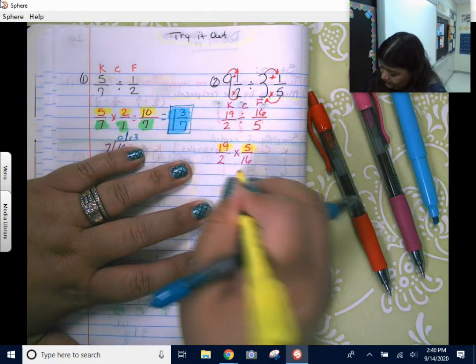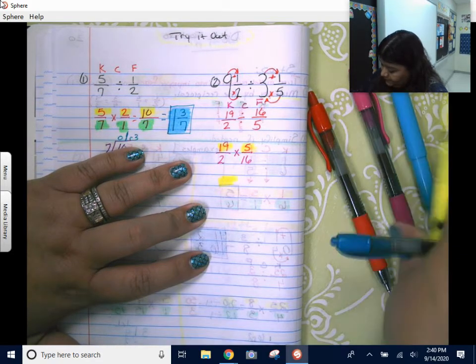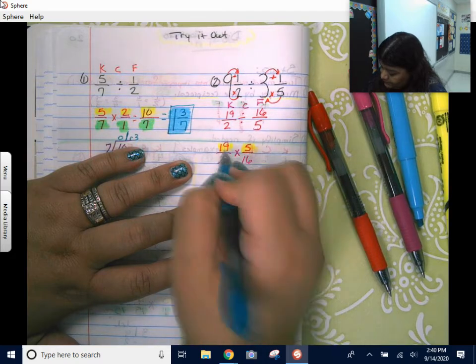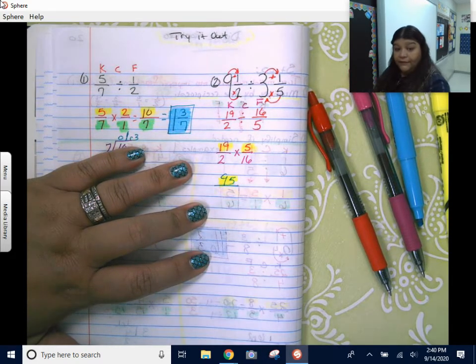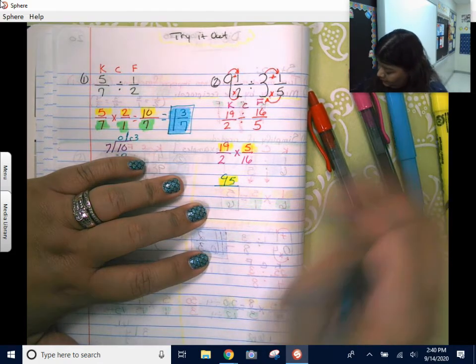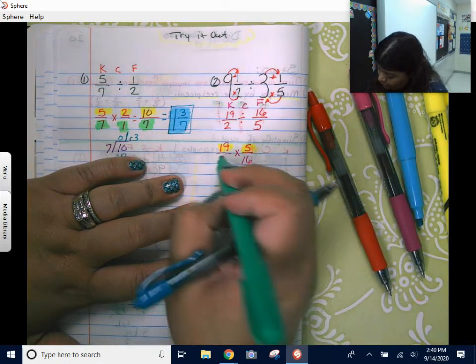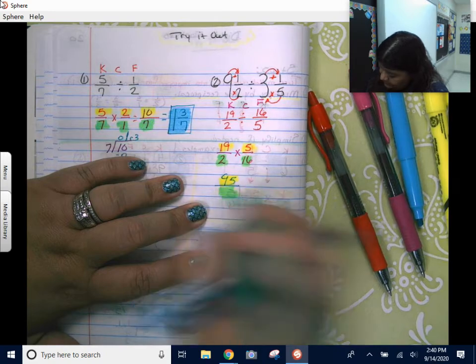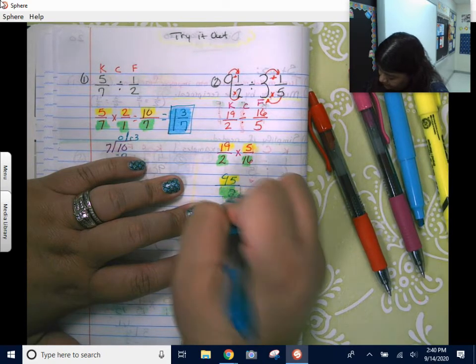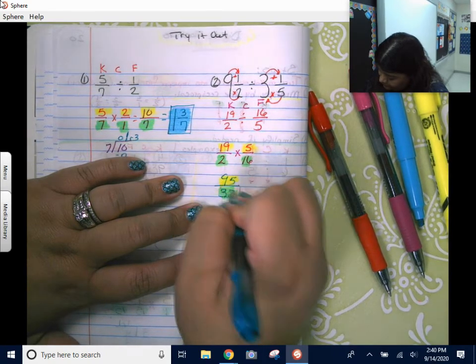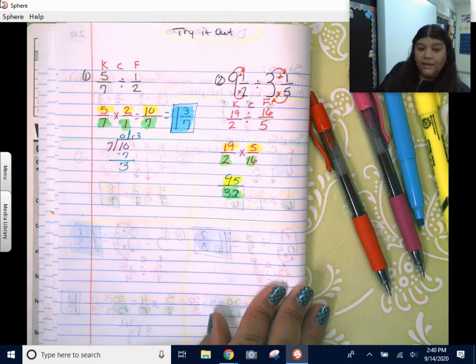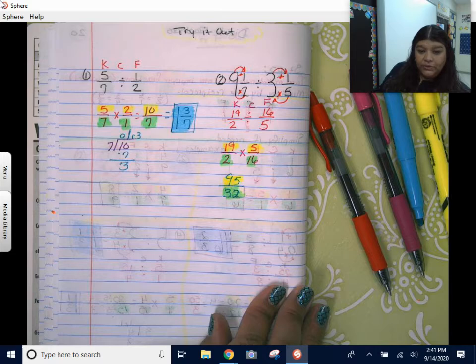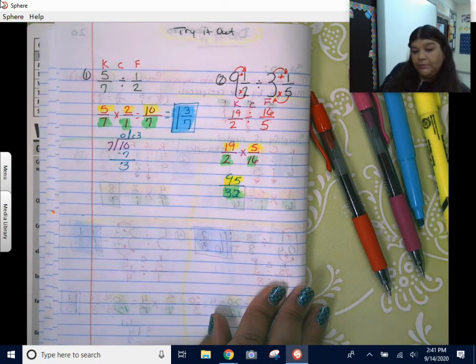19 times 5. I'm going to put the answer down here because it's over here to the side. So 5 times 9 is 45. 4. 95. And then 2 times 16. 32. Ooh, there's my numbers. 32. Okay. 95 and 32. I do not think that can be simplified further.